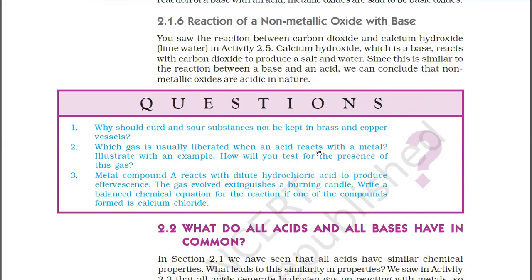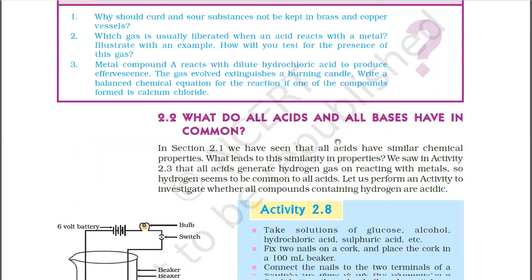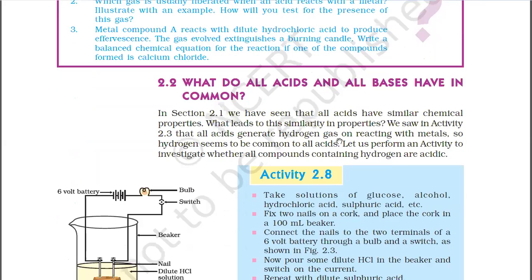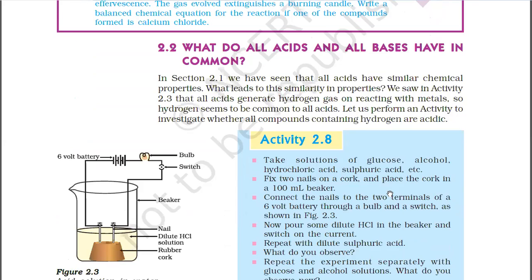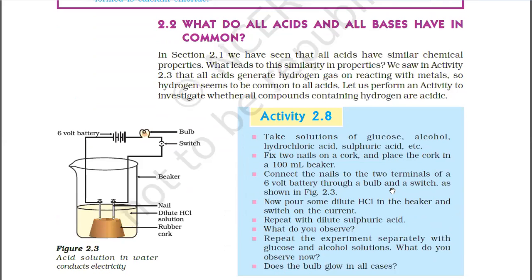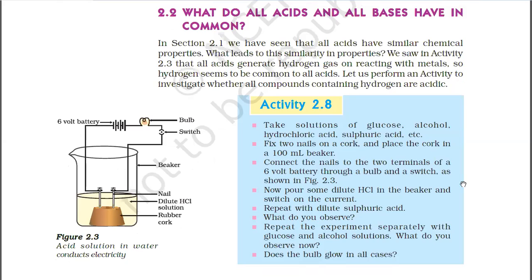What do all acids and all bases have in common? In Section 2.1, we have seen that all acids have similar chemical properties. What leads to this similarity in properties? We saw in Activity 2.3 that all acids generate hydrogen gas on reacting with metals. So, hydrogen seems to be common to all acids. Let us perform an activity to investigate whether all compounds containing hydrogen are acidic.